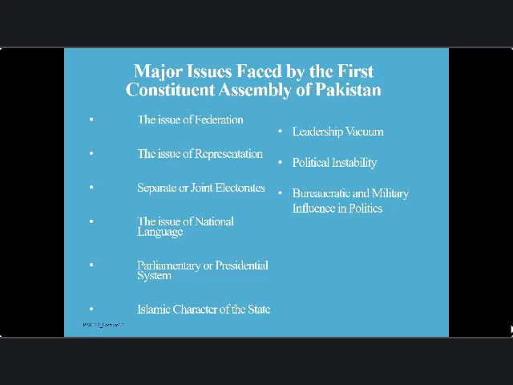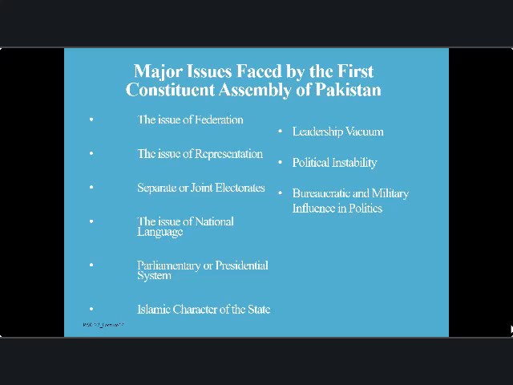The language controversy became particularly intense in East Pakistan. In 1952, students and activists organized protests demanding the recognition of Bengali as a national language. These protests, known as the language movement, resulted in clashes with the authorities and the death of several protesters. So students, now we will discuss the issue of parliamentary or presidential system.